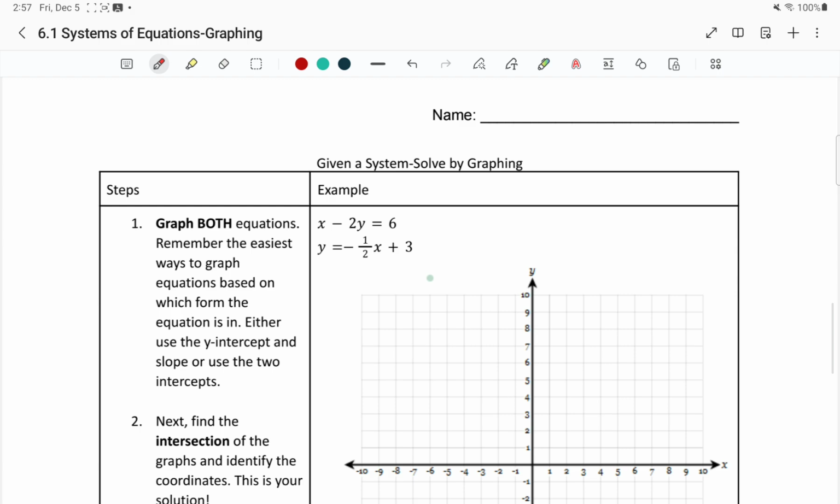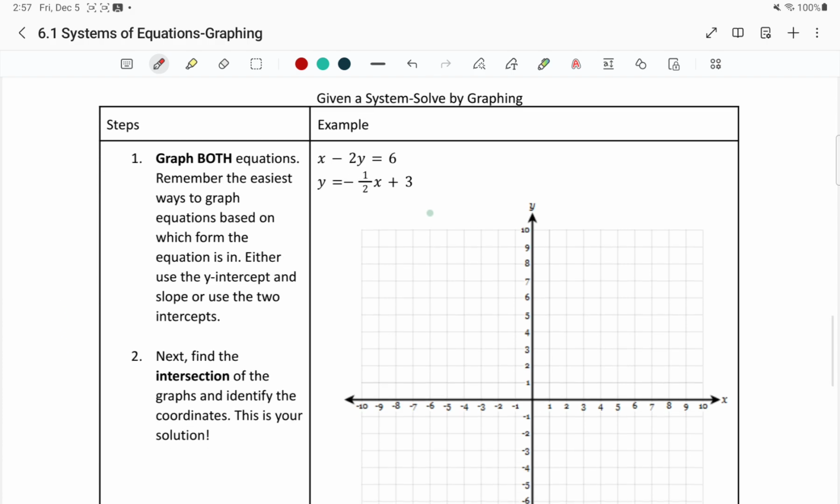Now what the bulk of your homework is going to be is solving a system by graphing. So you have 2 equations now instead of just one that you're graphing, but everything else is pretty much the same. So step 1 is graph both equations.